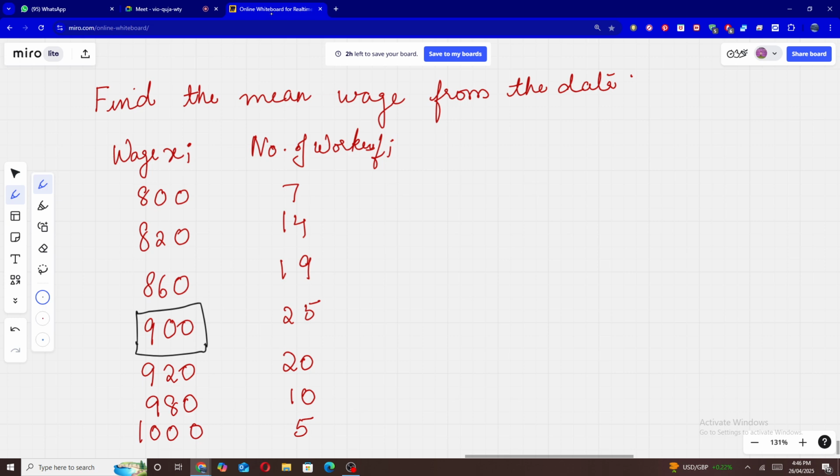5 into 100 is 500. Now what do I do with this information? M is equal to A plus sigma fi di by sigma fi. Now to add all this, how am I supposed to add these many numbers? That is why you get easy 5 marks for this, because you cannot go wrong in these questions. 700 plus 1120 plus 720 plus 400 plus 80 plus 4.4. What do you get as fi di total?